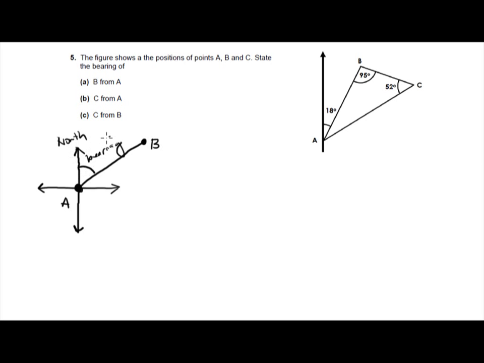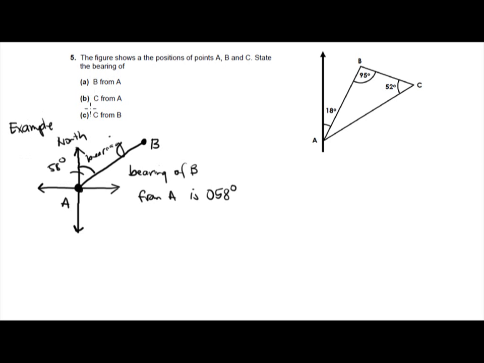Normally and usually bearing is written using 3 digits. So for example, if this angle is, let's say randomly, about 58 degrees, then you say that the bearing of B from A is 058 degrees. Okay, so this is just an example.